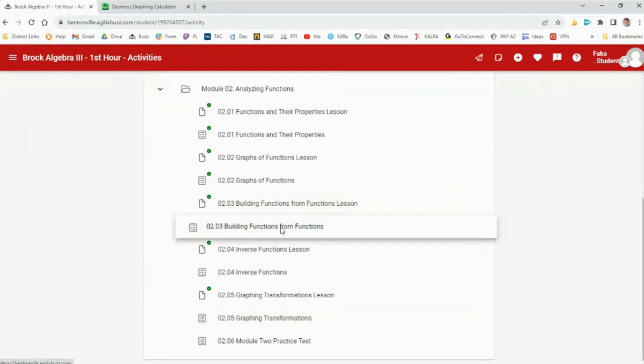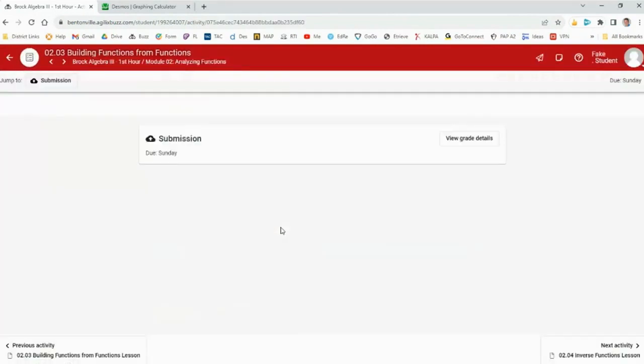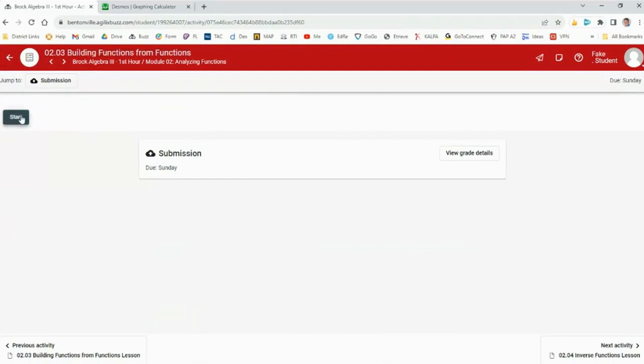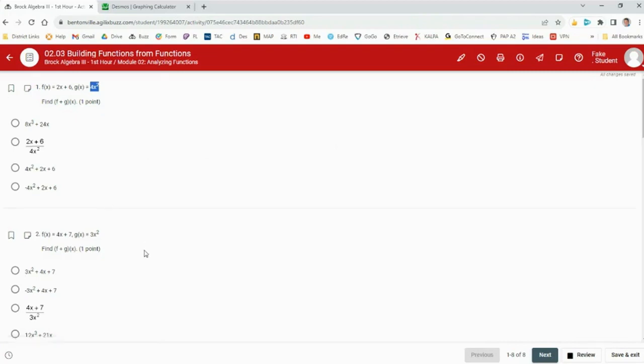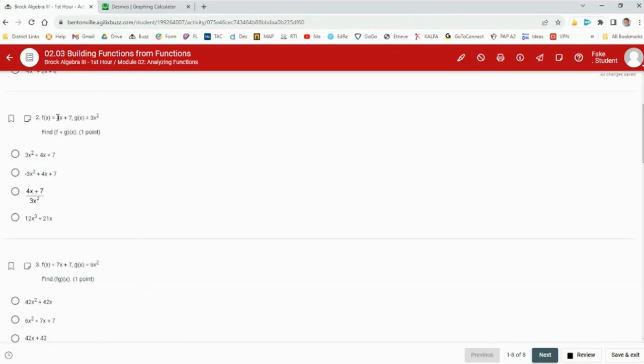Let's look at the 2.03 assignment. That was the first lesson we looked at. Find f plus g of x. Here's f of x. There's g of x. What would it be if you add them together? 4 choices. How about f plus g of x with these two? 4x plus 7, 3x squared.